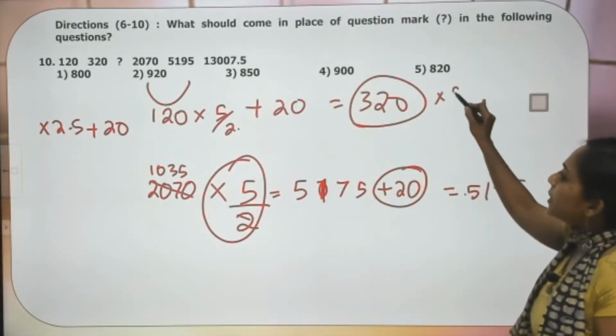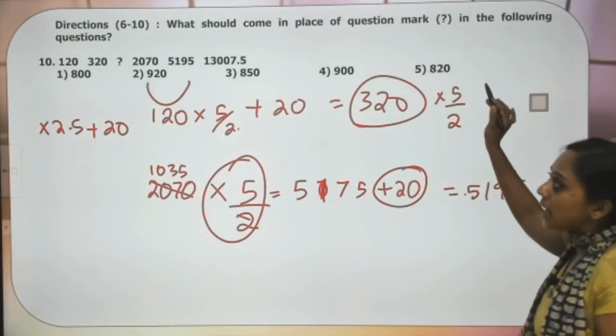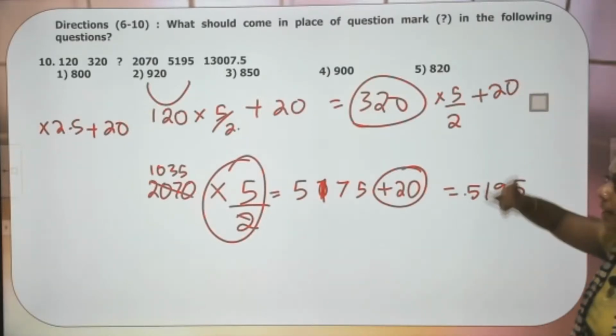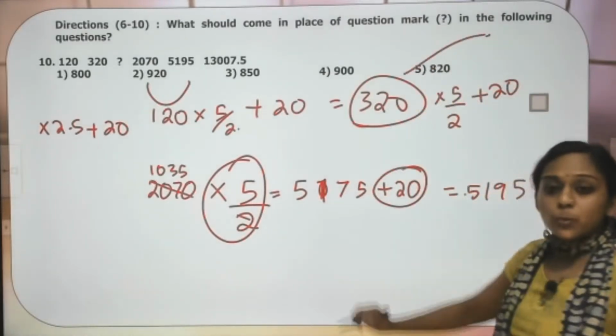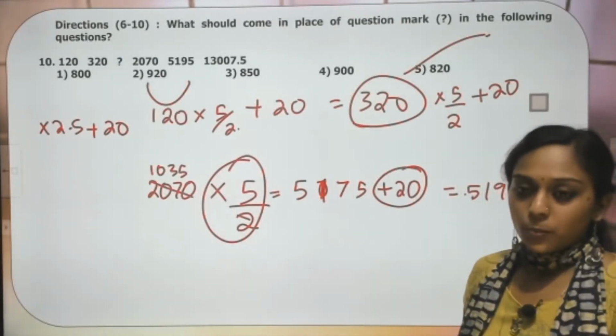320 into 5 by 2 means that is 160 into 5, that is 800. 800 plus 20, that is 820. Answer option 5. 820. Option 5.